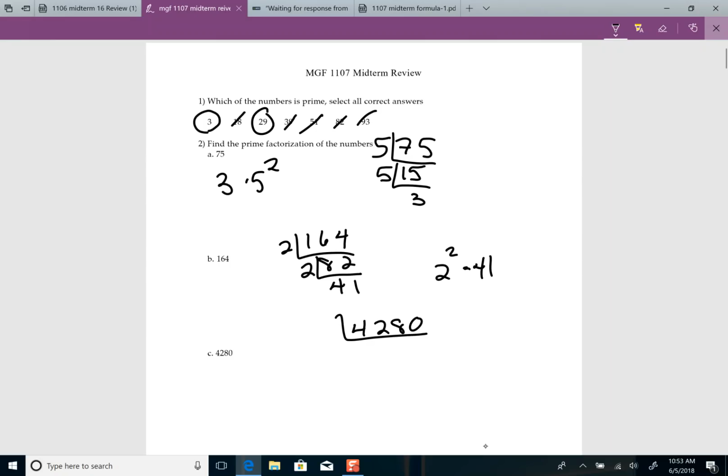4,280, a much bigger number, but I still do the same thing. So I divide by 2, I get 2,140. So I divide by 2, I get 1,070. I divide by 2, I get 535.